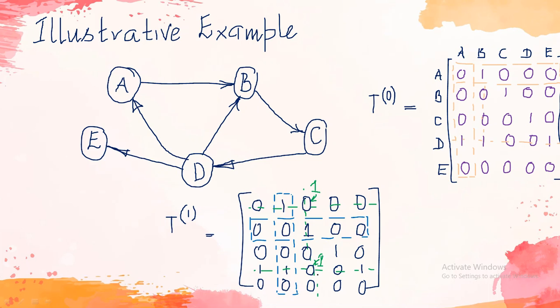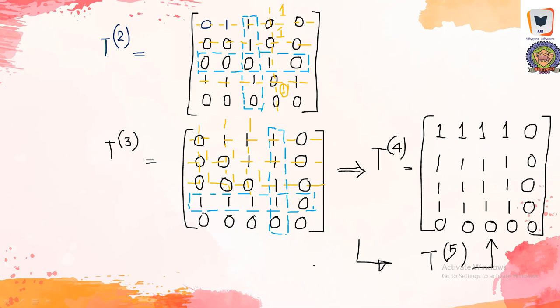Therefore in T2 we can find changes as far as these entries are concerned. This will become 1 and this will become 1. Earlier they were zeros. So it is carried forward. T2 is something like this. Okay, this 1 is transferred over here and this one is also transferred over here.